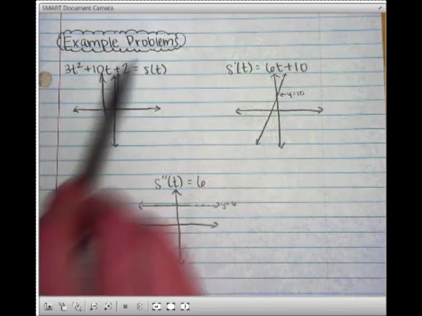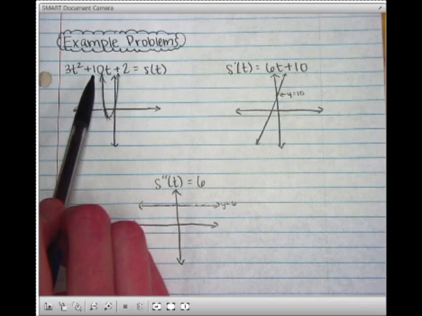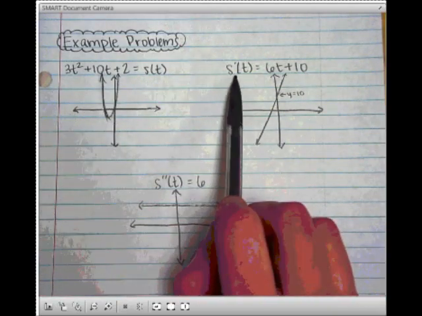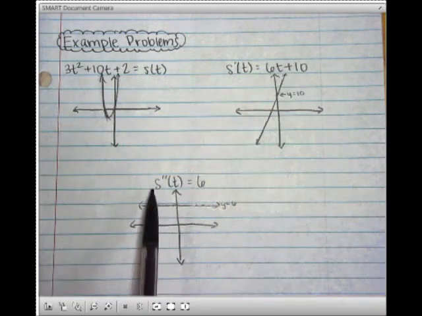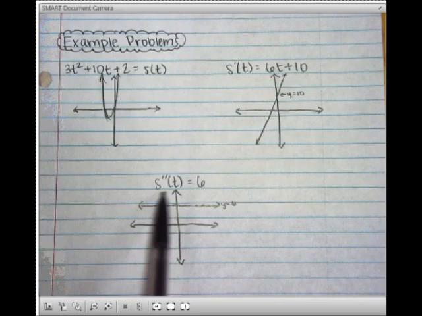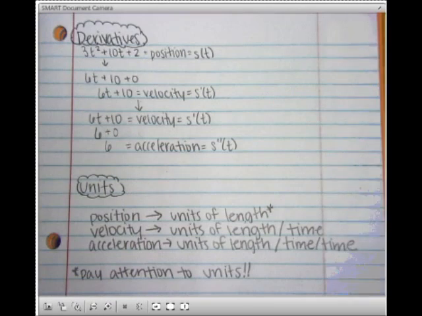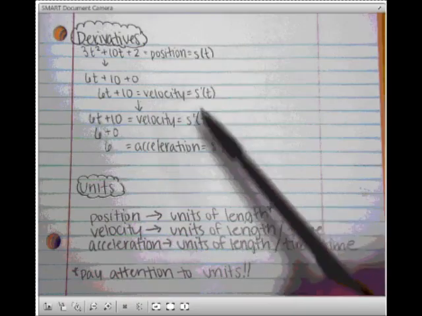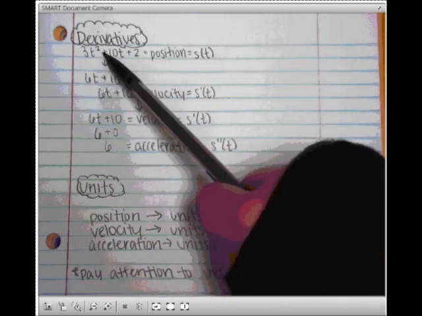Our example position equation is s of t is equal to 3t squared plus 10t plus 2. The velocity equation is then s prime of t is equal to 6t plus 10, leaving the acceleration equation as s double prime of t is equal to 6. If we are given our first equation of position, we can use derivatives, as previously stated, to solve for the other two equations. Let's illustrate this concept using this equation here, 3t squared plus 10t plus 2.